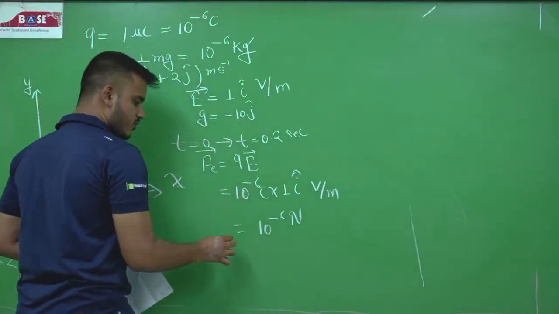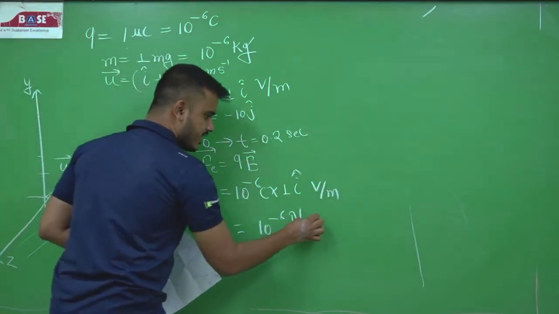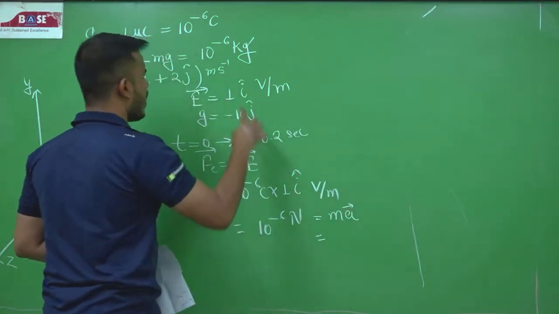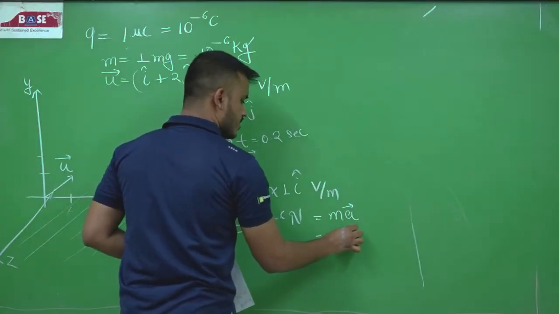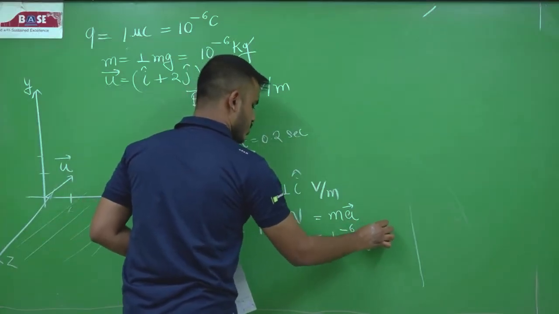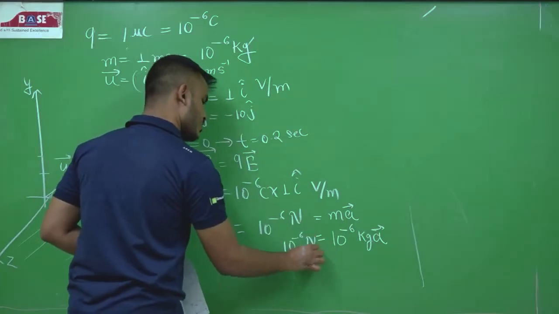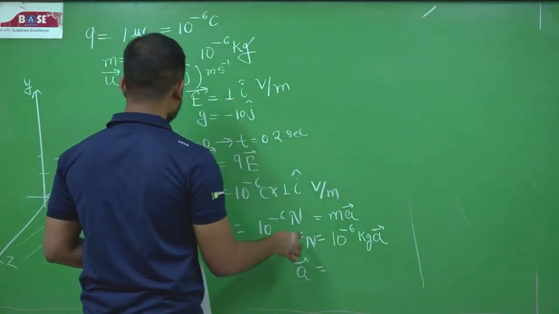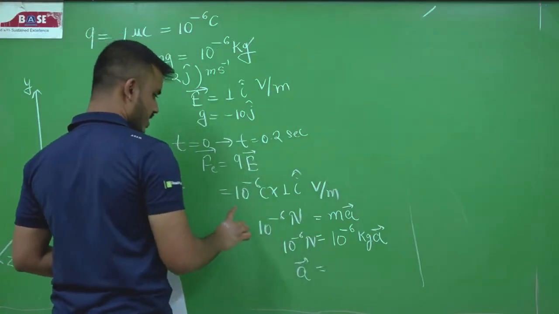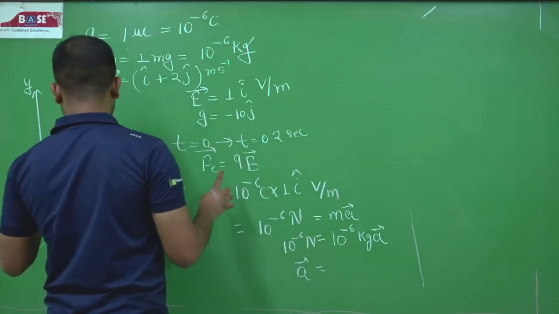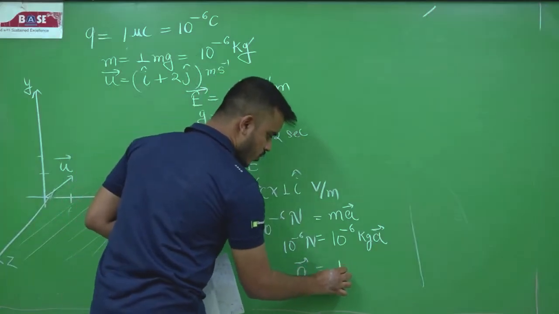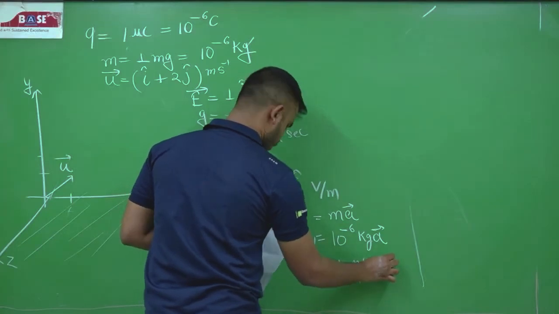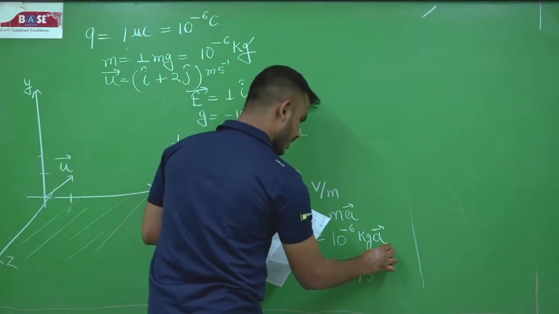So what is the acceleration because of the electric field? So force because of the electric field equals mass times acceleration. And the mass of the particle is 10 to the power minus 6 kg. So what will be our acceleration here? What is the direction of the force? Electric force direction is plus i cap. So I can say acceleration becomes 1 meter per second square along the i cap.